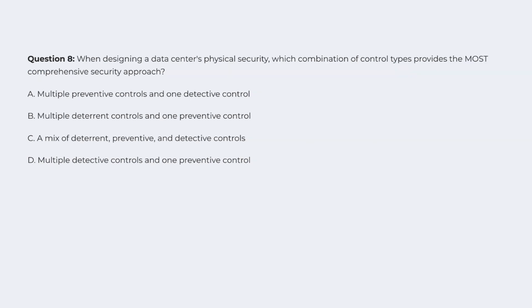Question 8. When designing a data center's physical security, which combination of control types provides the most comprehensive security approach? A. Multiple preventive controls and one detective control. B. Multiple deterrent controls and one preventive control. C. A mix of deterrent, preventive, and detective controls. D. Multiple detective controls and one preventive control.